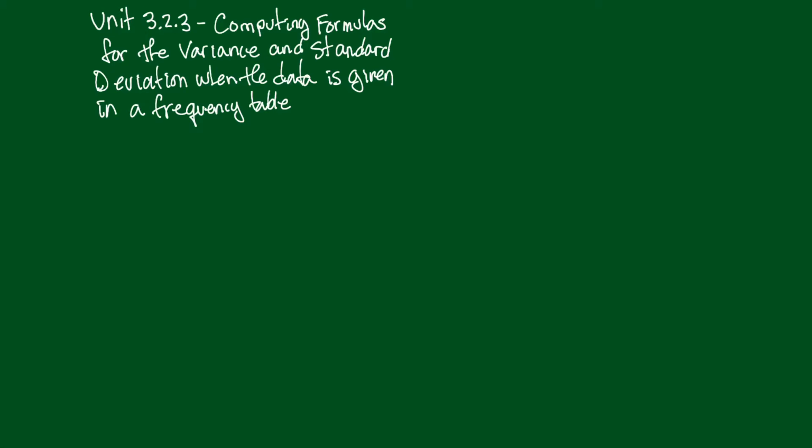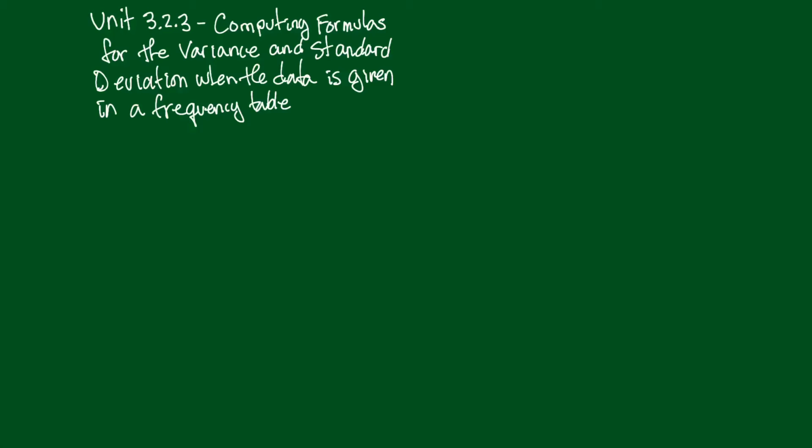In our last section, if you looked at that one, we developed formulas for the variance and the standard deviation when the data was given individually. Now we're going to take a look at those computing formulas when the data is given in a frequency table.